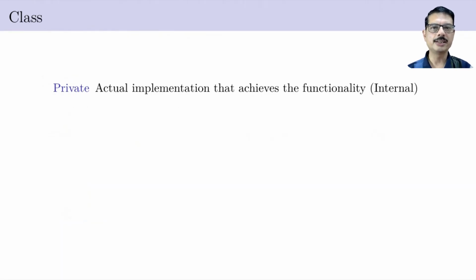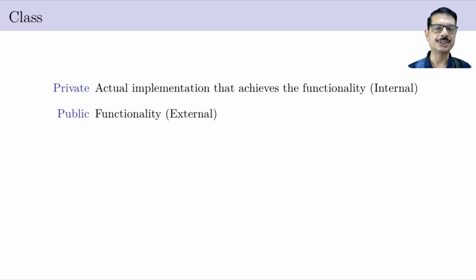Now that we understand the basics of object-oriented programming, let's talk about what makes up a class in C++. First, the private section. This is where we keep the actual implementation details, the data members, and any helper methods that the outside world doesn't need to know about. You can think of it as an engine under the hood. It does all the work but stays hidden.